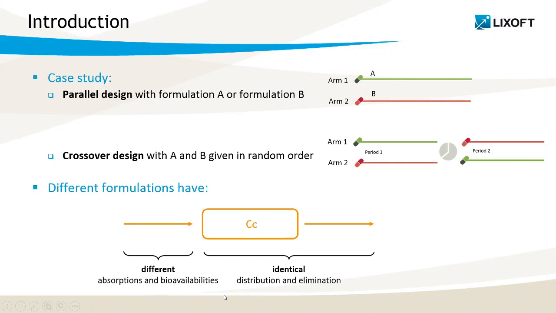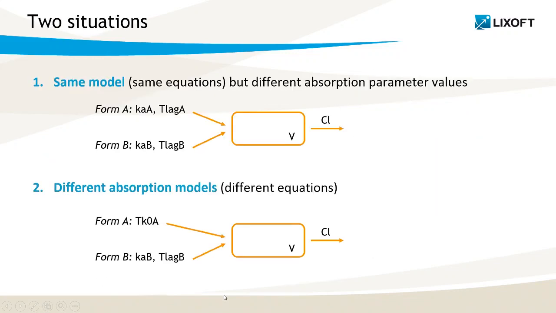To model such situations, two options are possible. I can either have the case where I want to use the same model, meaning the same equations for both formulations, but with different absorption parameter values. So that would be, in this example, same volume, same clearance, but formulation A would have KaA and TlagA, while formulation B has KaB and TlagB.